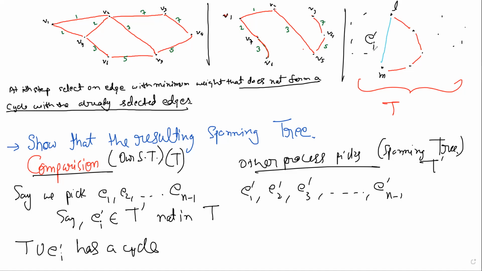Basically there are two trees. We want to show that our tree does not have more weight. I'm not saying it has less weight than T prime, but all we are trying to show is that it does not have more weight than the tree T prime.